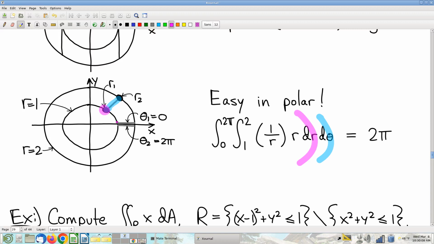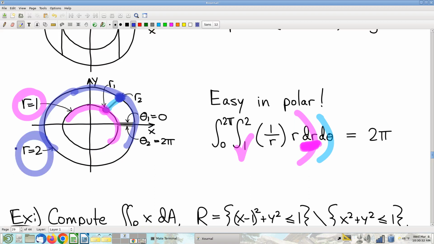R starts at that point, which is on this curve, which has that equation, which I can solve for R. Don't forget we're solving for R to find an R bound, and my lower R bound is 1. And then my upper bound is defined by this point, which is on this curve, which has this equation, which again I can solve for R, and R is clearly 2. So it's super easy to slice and dice in polar coordinates using the appropriate polar slices.